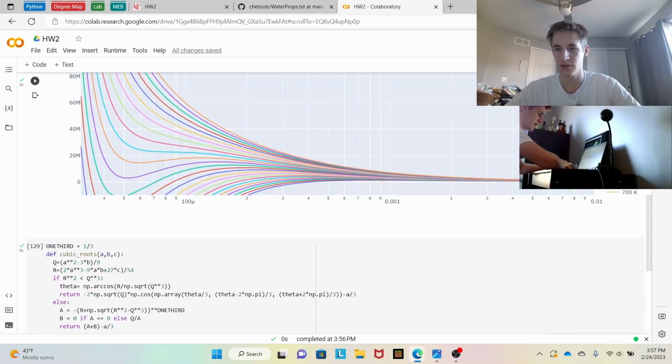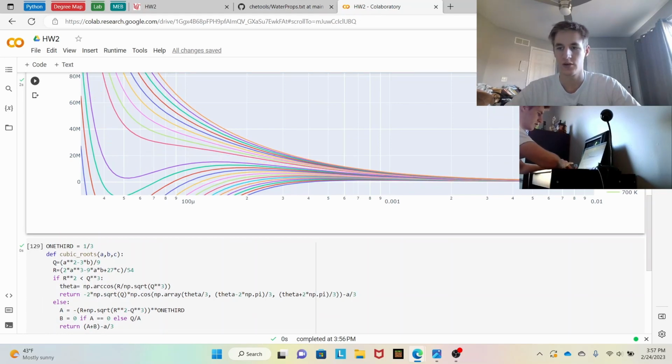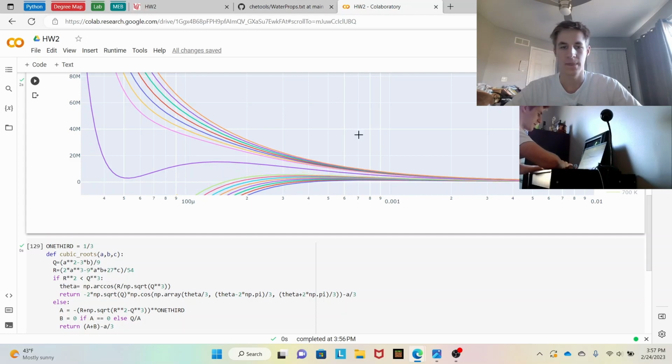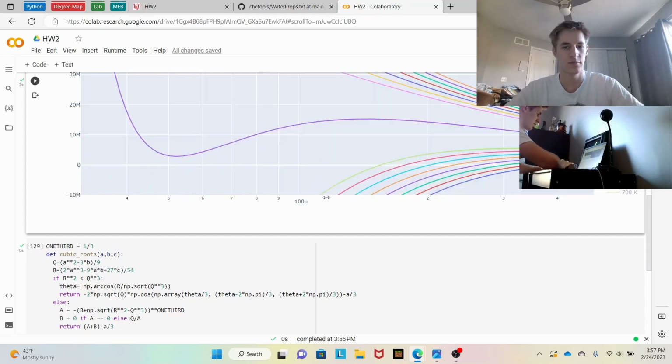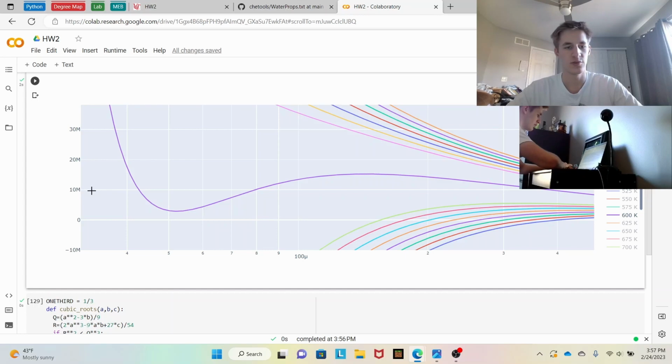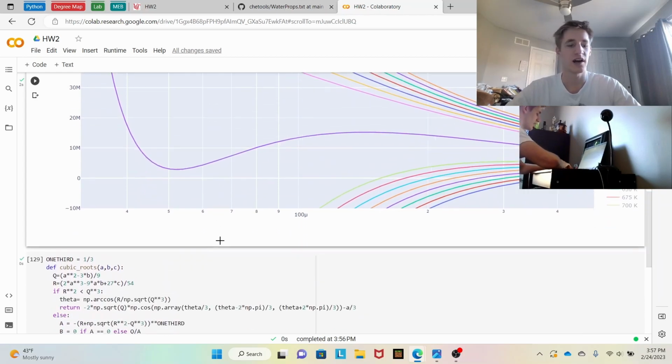So if I zoom in here, we'll go with 600 Kelvin. And if I zoom in here, we can see if we were to have a given pressure, we'll say 10 million pascals, we draw a line across, we can see that it intersects this volume curve 3 times. That's our volume of liquid, intermediate volume, and volume of vapor, right?